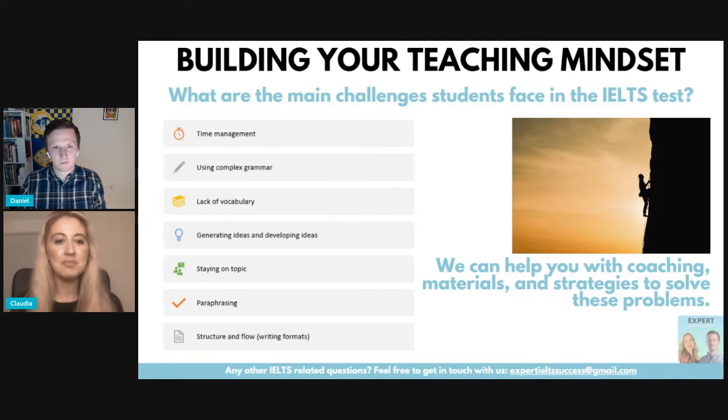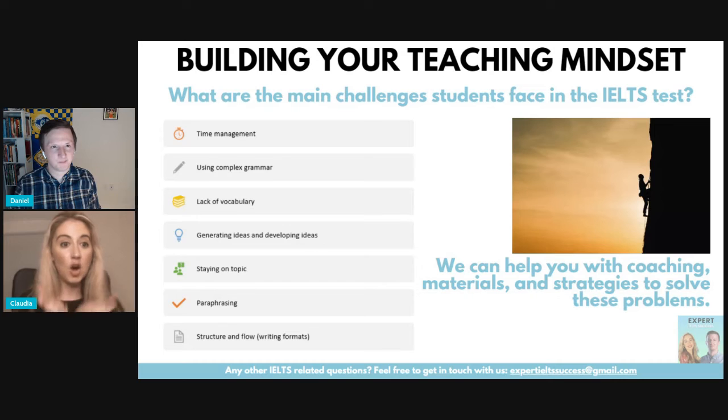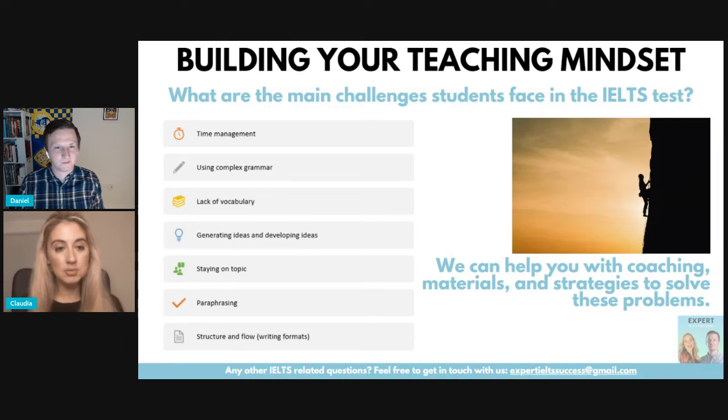And then paraphrasing, this is a big one. They have to paraphrase everything. The question, in their own words, so that they can avoid repetition. As I mentioned, vocabulary is in the band descriptors. You don't want to repeat words in IELTS.